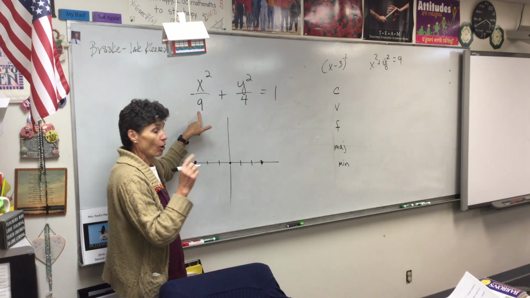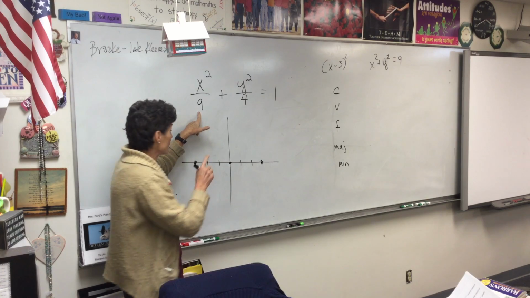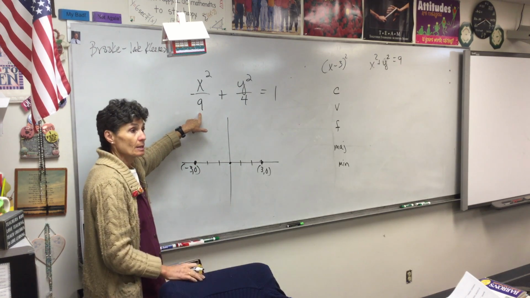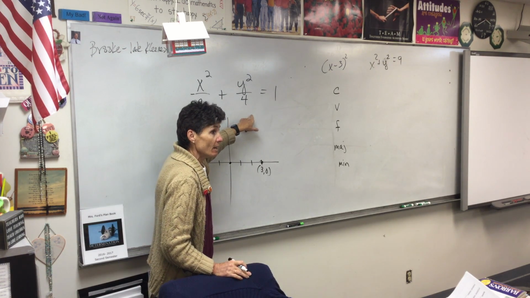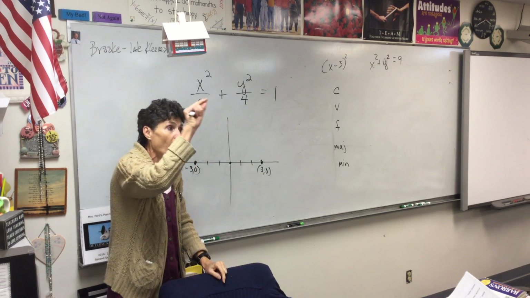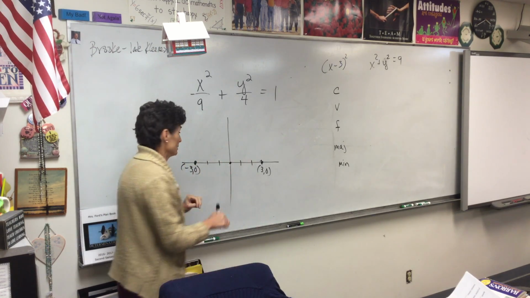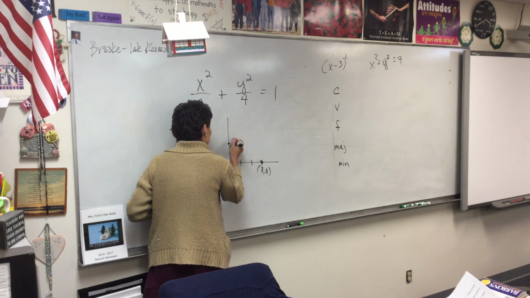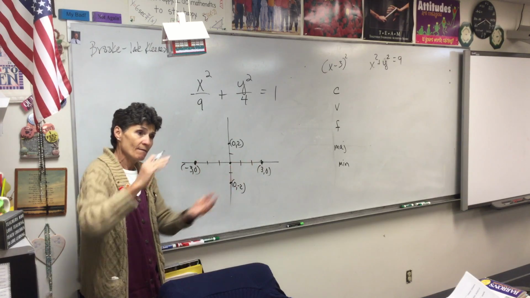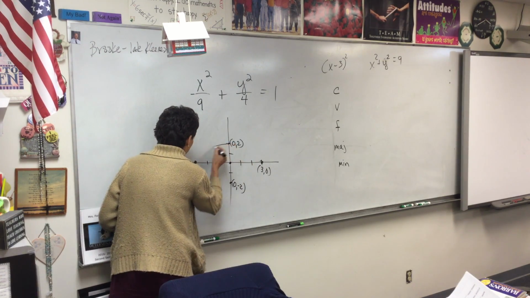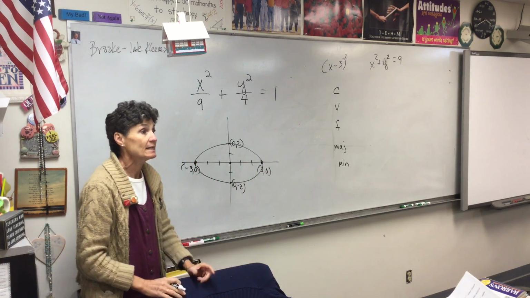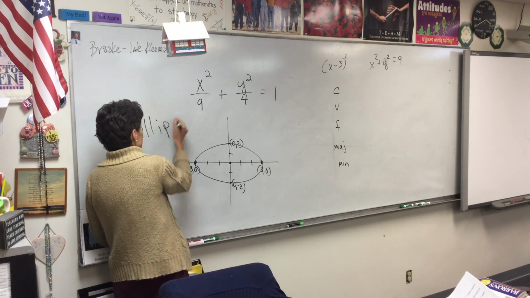Under the x, our radius number is 9. So we count forward and backward 3. Under the y, our radius number is 4, which means we're going to go up and down 2. Do you see how we get kind of the oval shape then? Because we're going different amounts this way than we are this way. When we join the dots, we don't get a perfect circle, we get an oval, we get an ellipse. This is called an ellipse.